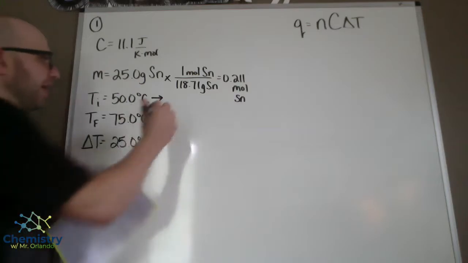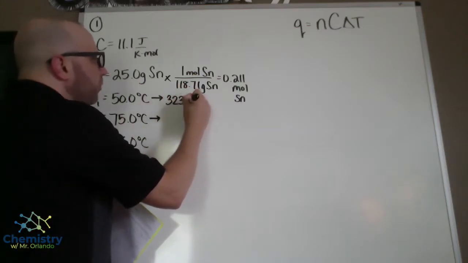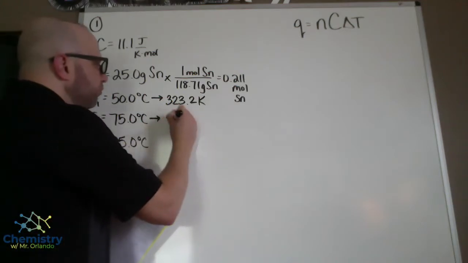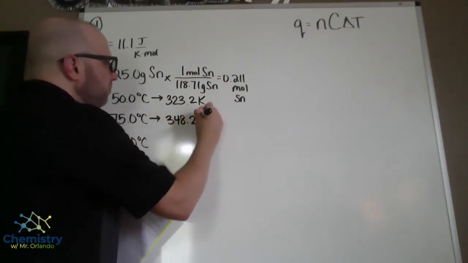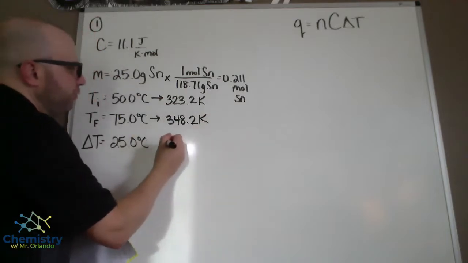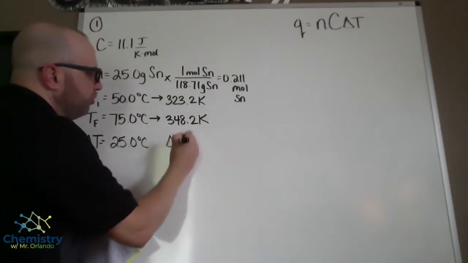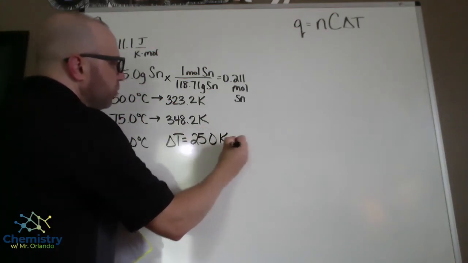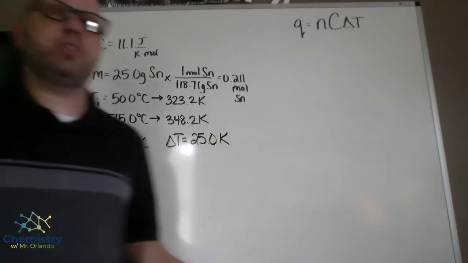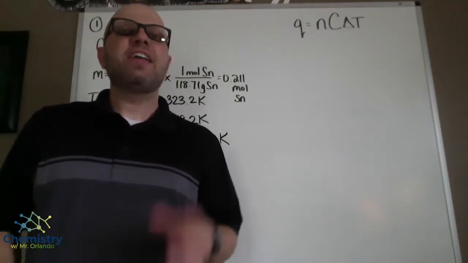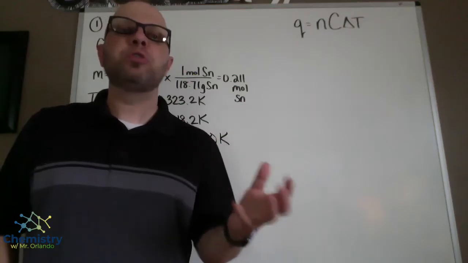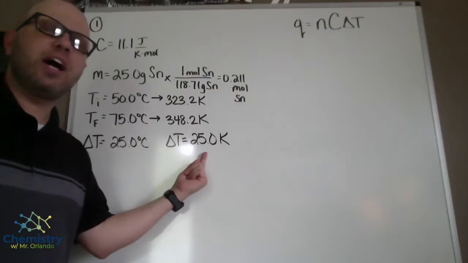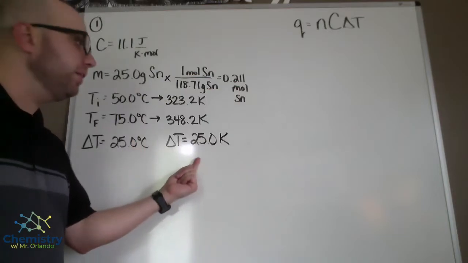So the first one ends up being 323.2 Kelvin, and the second one ends up being 348.2 Kelvin. And when you subtract these two from each other, you get a change in temperature that is equal to 25.0 Kelvin. What I was trying to explain to you on that day is that the changes in temperature are equal to each other. So it really doesn't matter whether you're using units of Celsius or Kelvin because the change in temperature would be the same.